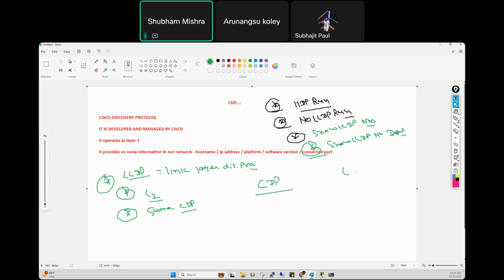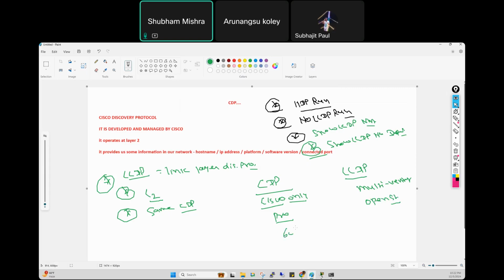What differences did we find between CDP and LLDP? First difference, guys, CDP is used for Cisco only, right? And LLDP is an open standard, for multi-vendor. CDP is the Cisco proprietary protocol; only one vendor, Cisco, owns it. And LLDP is an open standard.